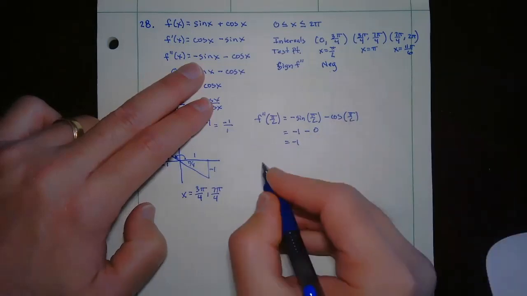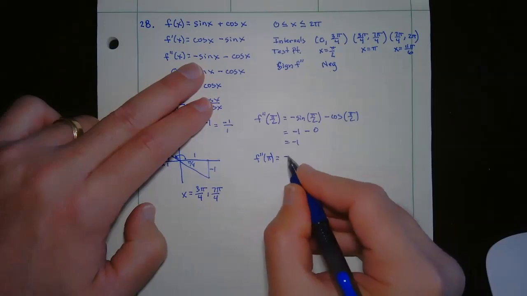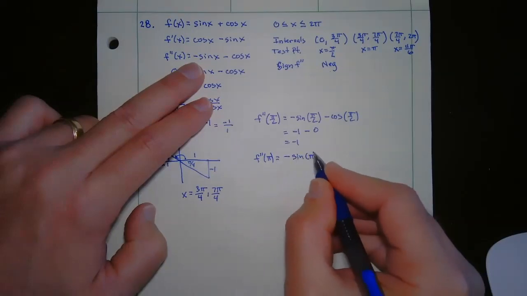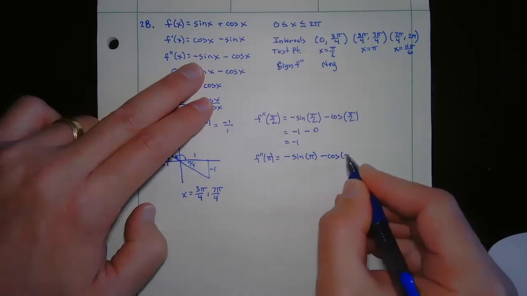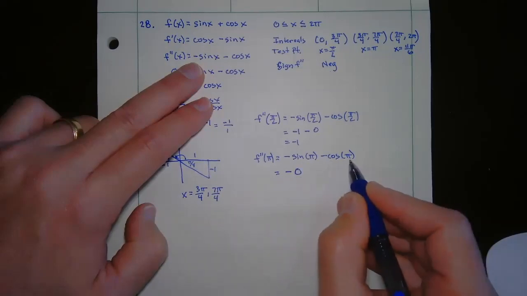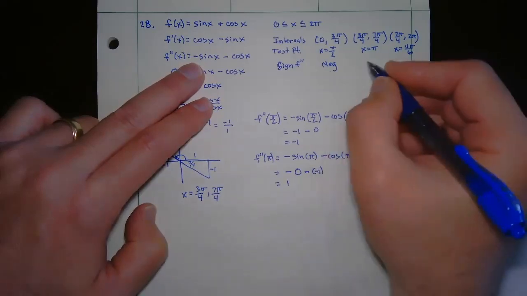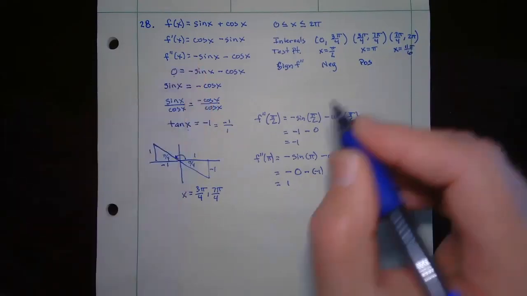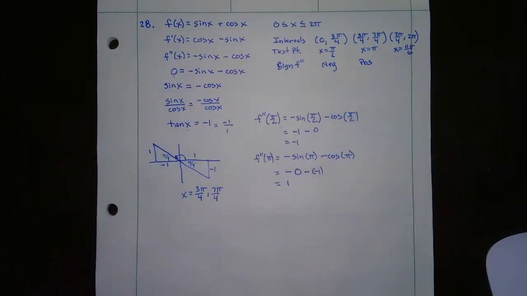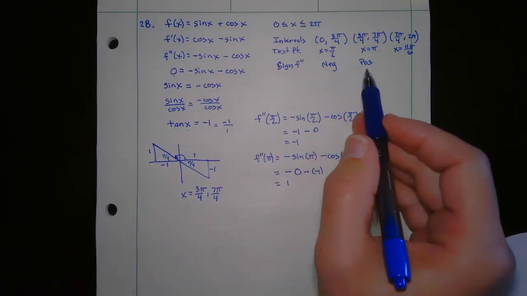Okay, how about at pi? So f double prime at pi would be negative sine of pi minus cosine of pi. Sine of pi is 0, and cosine of pi is negative 1. So that'd be minus negative 1, which would be 1, which is positive, right? So that'd be positive. Now let's see if we can answer the question right here. What is the x coordinate of the point of inflection where the graph of f changes from concave down to concave up? This is concave down to concave up. It's going to be x equals 3 pi over 4.